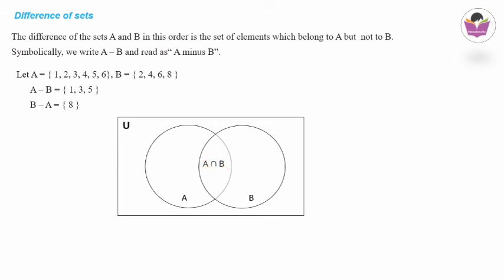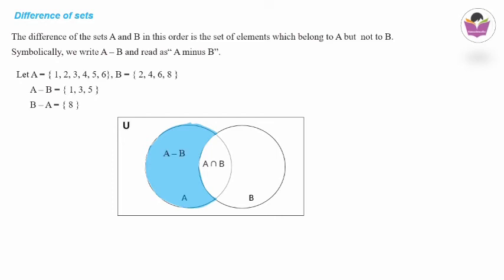Then we have to go for A minus B. A minus B means the elements which are in A, that means A circle, but not in B. That means B portion is removed. Means only this portion. So that portion we have to mark. Elements which are in A but not in B means only the shaded portion. That is the A minus B.